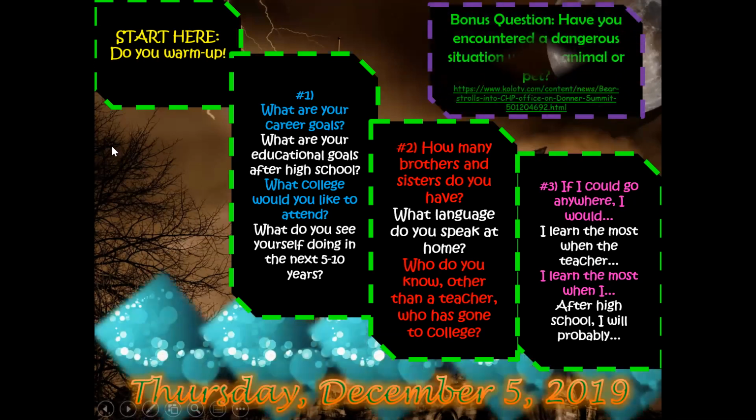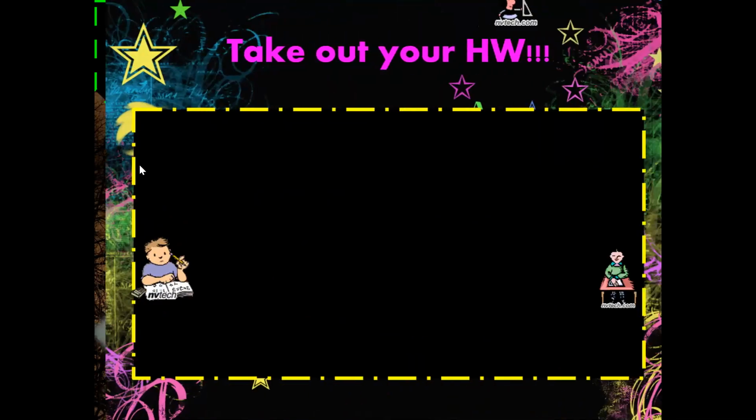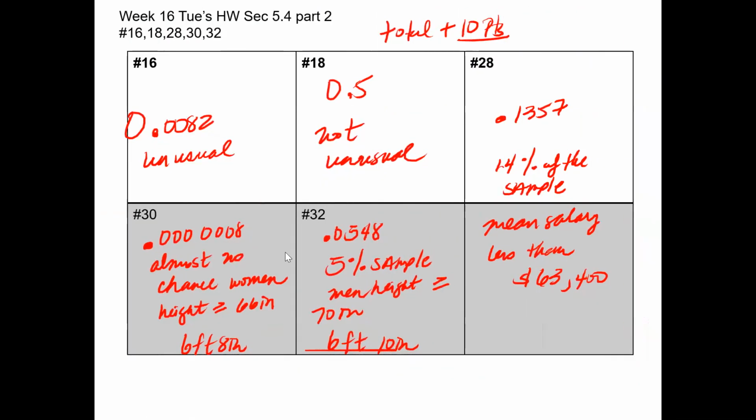Last time, we talked about the central limit theorem and also the sample mean and sample standard deviation, like the X bar and the U X bar. You had your homework from last class, week 16 Tuesday, 5.4 part 2, numbers 16, 18, 28, 30, and 32. It's worth a total of 10 points, and this is the work I had for the following 5 questions. So go ahead and take a look at that.